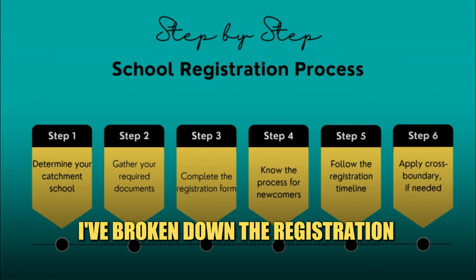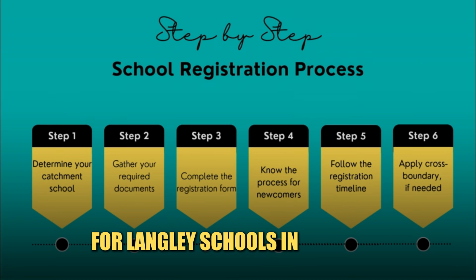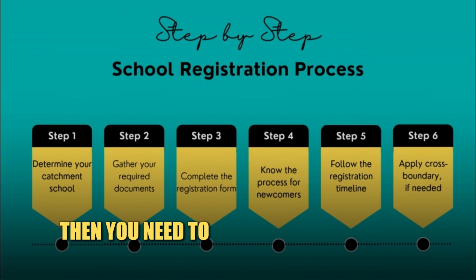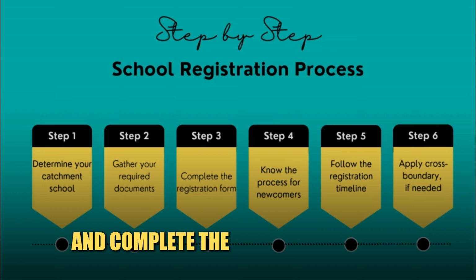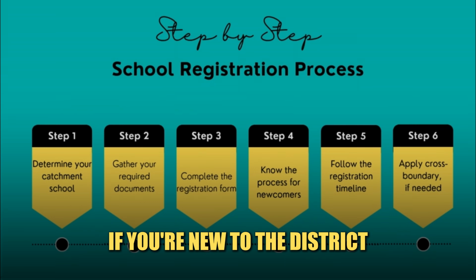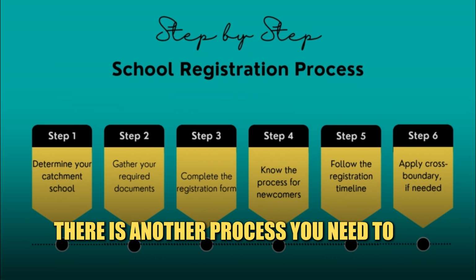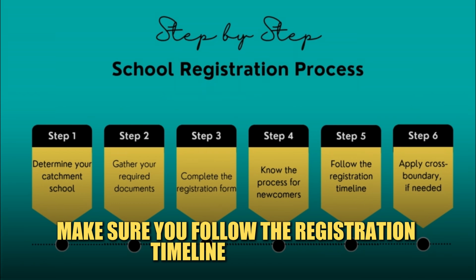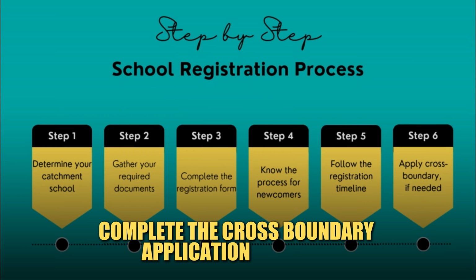I've broken down the registration process for Langley schools in 6 steps. First, you need to determine your catchment school. Then you need to gather your required documents and complete the registration form. If you're new to the district, there is another process you need to be aware of, which I'll explain later on. Make sure you follow the registration timeline, and lastly, complete the cross-boundary application if needed.